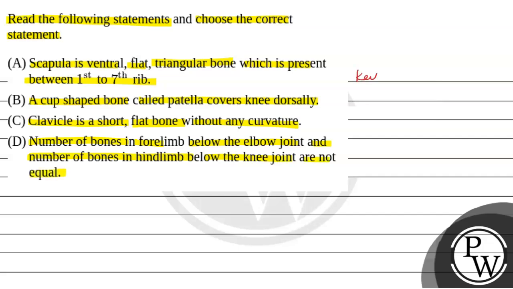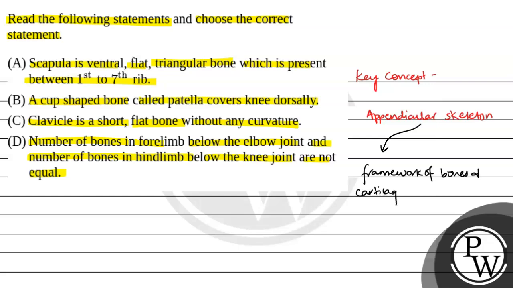So the key concept for this question is appendicular skeleton. Appendicular skeleton is basically the framework of bones and cartilages that forms the appendages. So appendages के skeleton को along with the pelvic and pectoral girdles, it is together called appendicular skeleton.